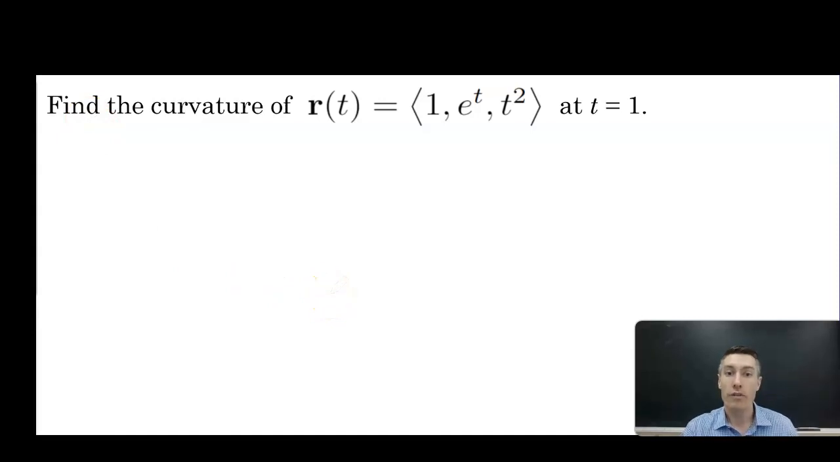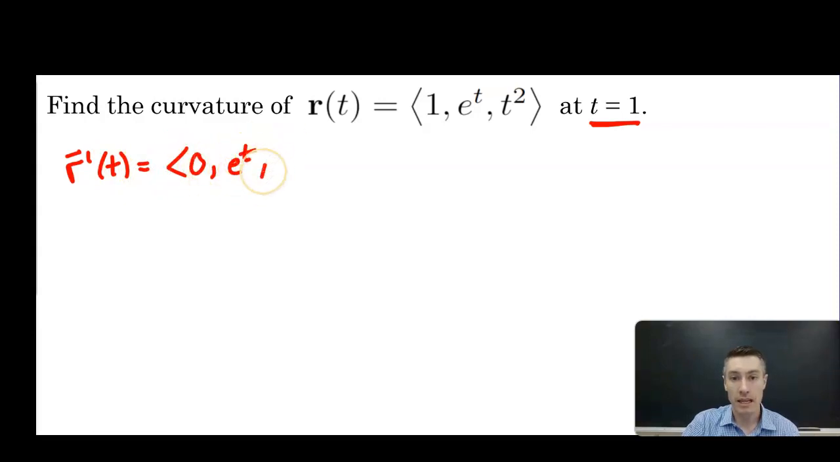Find the curvature of r of t equals 1, e to the t, t squared at t equals 1. I wanted to include this example because if they give us a point to evaluate the curvature at, it actually makes the computation a bit easier. So we'll start by finding r prime of t, which is 0, e to the t, and 2t. And then r double prime of t is equal to 0, e to the t, 2.